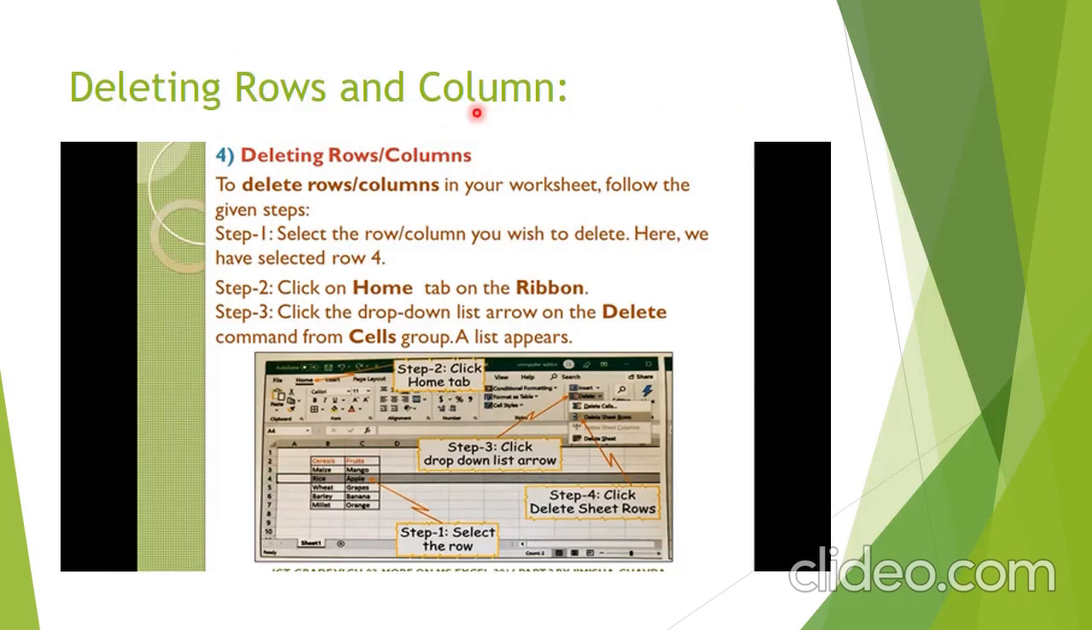Now next is deleting rows and columns. Okay, if you want to delete some rows or columns, the steps are very easy. Just select the cell whichever you want to delete, then go into the home tab, then click the drop down list arrow on the delete command from the cell group. You see we are already in the home tab. There is a cell group. There is a delete option available, in which if you want to delete the cells, or if you want to delete the rows or columns, whatever you want, you just select it and click on it. If I want to delete the row, I will click on delete sheet rows. So complete rows will be deleted.